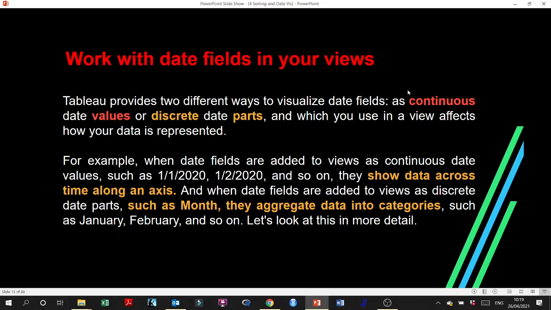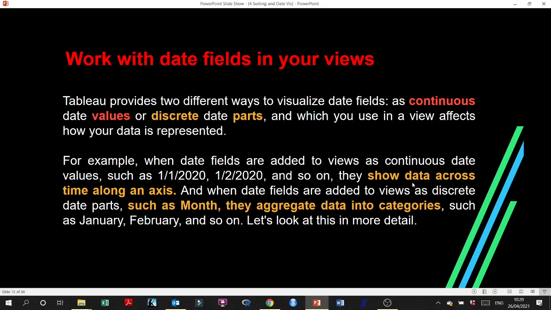Work with date fields in your view. It is also very important that we understand that we have continuous values and discrete parts. Parts is for discrete, values for continuous. And also, we show data across time along an axis. This is continuous. When you're showing data across a timeline on an axis, it's continuous. But when you are in the view as a discrete date part, this is when you have month. Basically, with a date part, we're talking about aggregating data into categories.